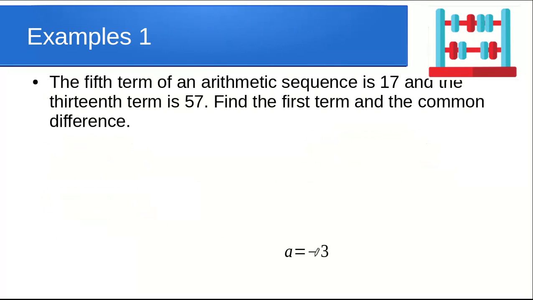Okay, sorry about that, ignore that for a second. Let's take a question. The fifth term of an arithmetic sequence is 17 and the 13th term is 57. Find the first term and the common difference.